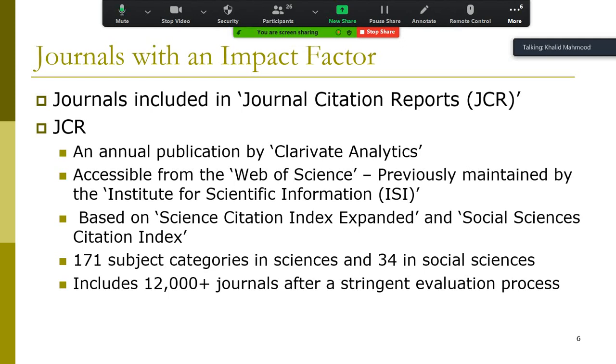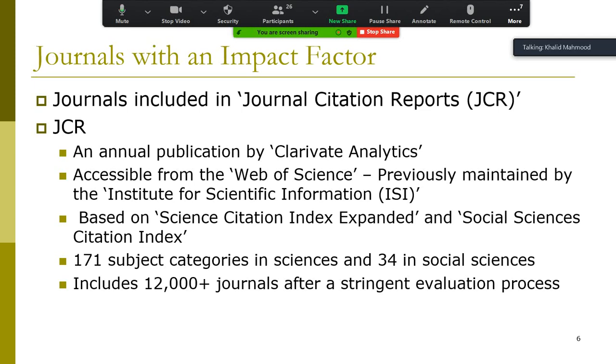Nowadays, these journals are accessible through Web of Science. Web of Science is a portal. It was maintained by ISI, and nowadays it is maintained by Clarivate Analytics. It is not a free publication. It is with price. In Pakistan, the Higher Education Commission has the connection, and you can contact the Higher Education Commission through your institution if you want to access this database.